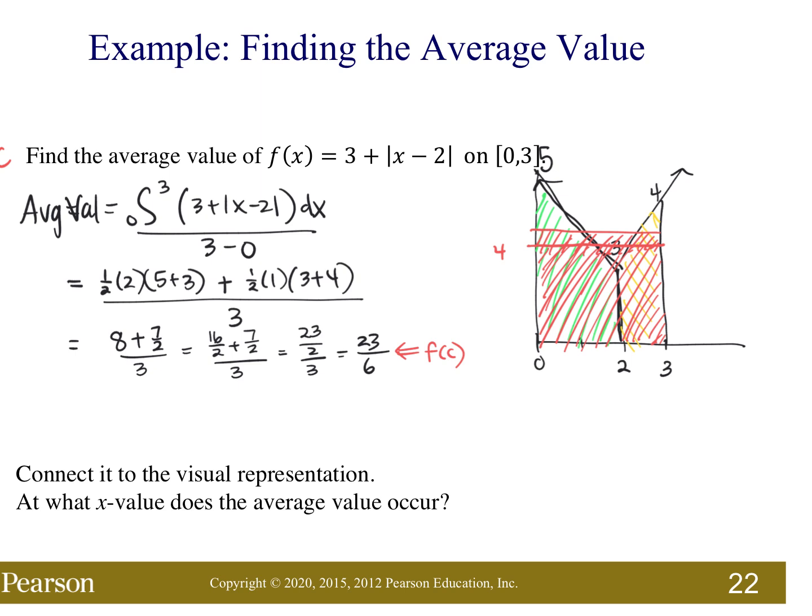And then the question is, where does it occur on the x-axis? So you have to work backwards. You would need to take 23 sixths and set it equal algebraically to the equation: 23 sixths equals 3 plus absolute value of x minus 2. So then you've got to go back to your Algebra 2 skills.